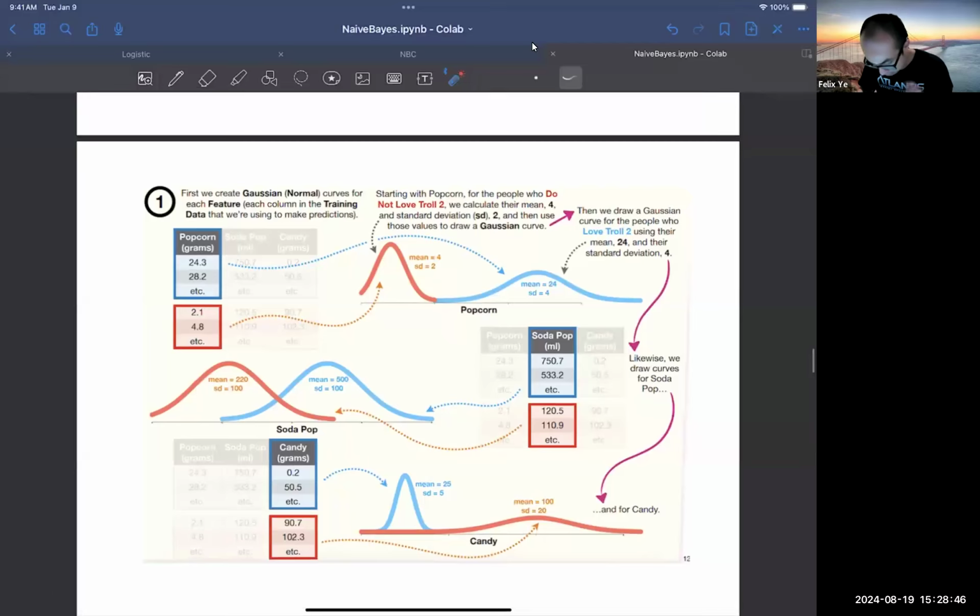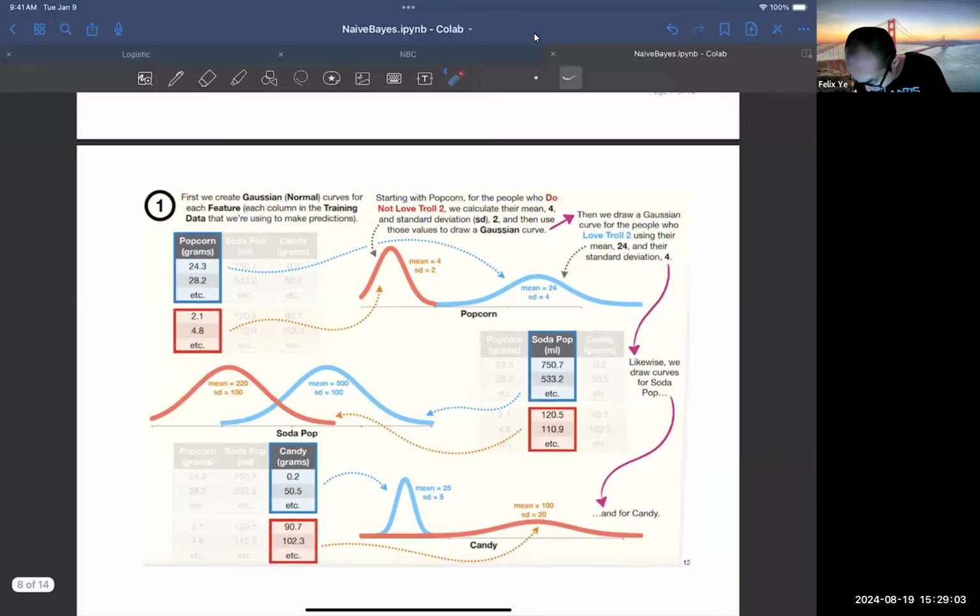So what we do right here is create a Gaussian, as I said, for each feature, which is a column of the training data. Starting with popcorn, for those people who do not like Troll 2, we calculate the mean and standard deviation. So for each group and for each feature, we calculate the mean and standard deviation. For example, this will be a mean of 4 and a standard deviation of 2. And for those who like Troll 2, we get a mean of 24 and a standard deviation of 4, right?